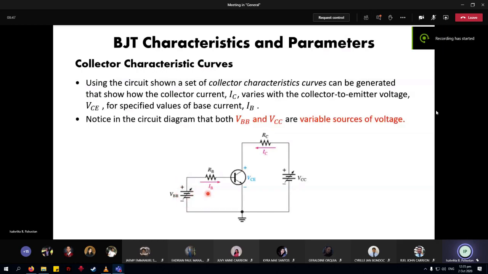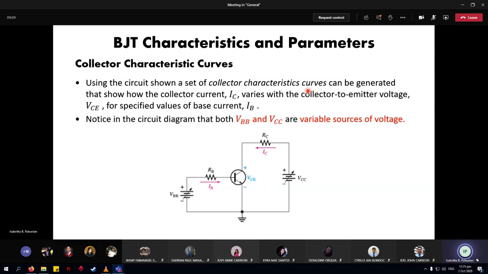Transistor. Okay, you will be performing this kind of experiment. Not exactly this one. You just use the circuit in the lab manual that will be provided to you. So what we will be looking at here is the collector characteristic curve.